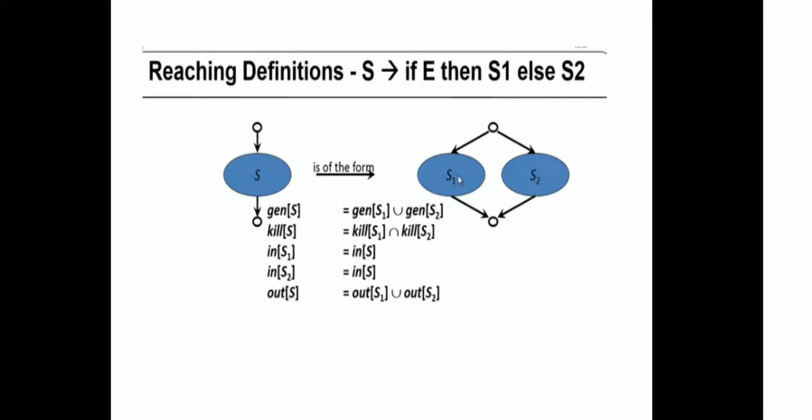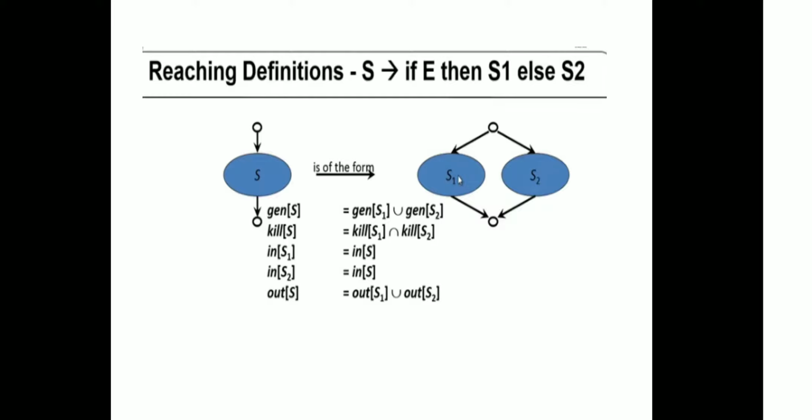So separately we are going to compute S1, S2, and then we are going to combine. So kill of S is the kill of S1 intersection kill of S2. In of S is in of S1, and in of S2 is again in of S. So S1 and S2's in is the in of S, whatever we pass over there. So out of S is the union of out of S2 and out of S1. So these are the normal data flow equations of any if-else statement.